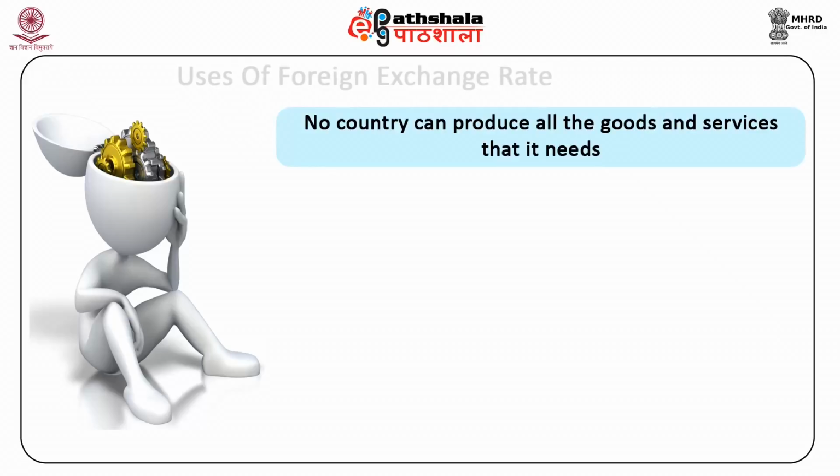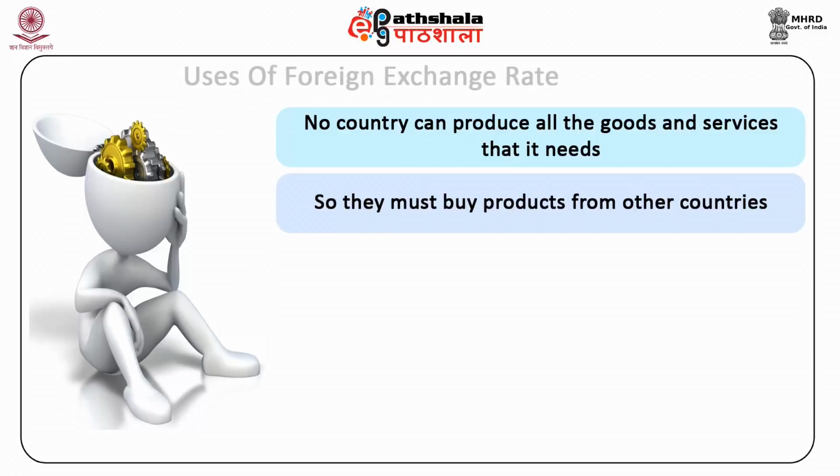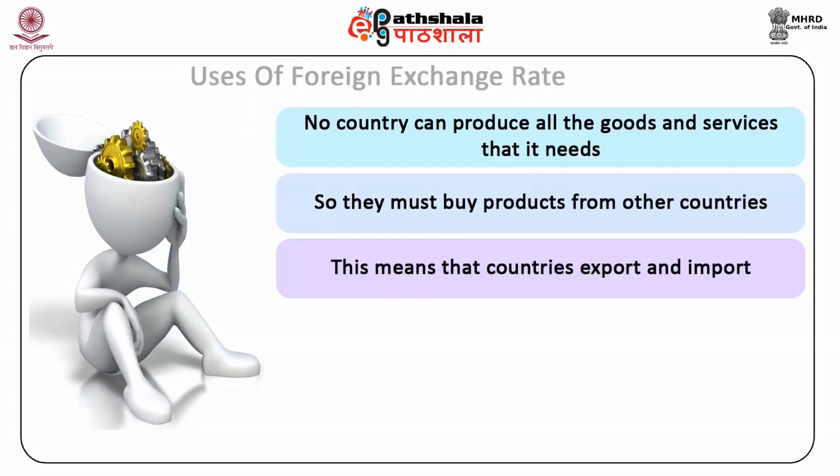No country can produce all the goods and services that it needs, so they must buy products from other countries. This means that countries export and import. Imports are products or services that are brought into the country having been produced in another country. Exports are products or services that are produced in one's own country but are sold to customers in foreign countries.